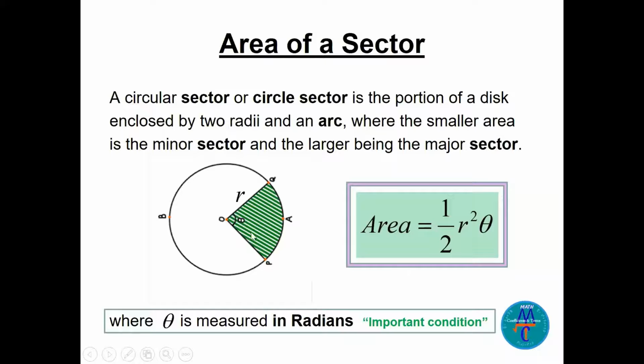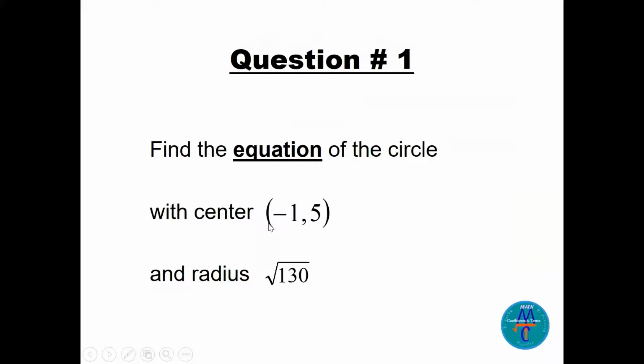Half r squared theta, only if you need to find the area of this sector. Now let's see 3 questions I think I will present here. 3 questions about circles, and I will leave 2 practice questions for you to try. Find the equation of the circle, center -1, 5, and radius square root of 130. It's so easy. You can pause the video if you like.